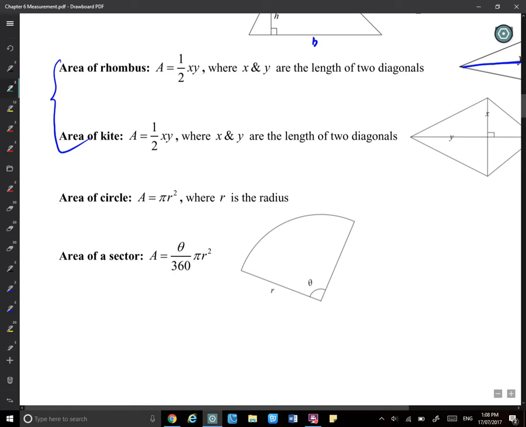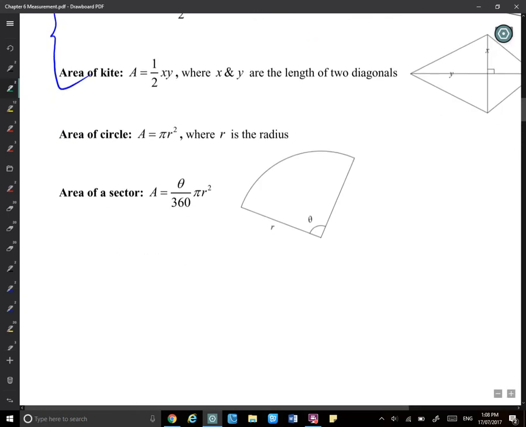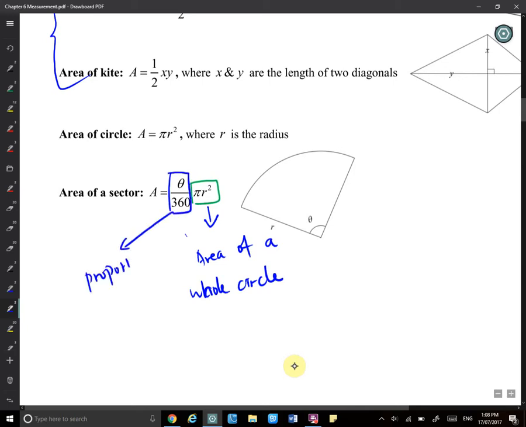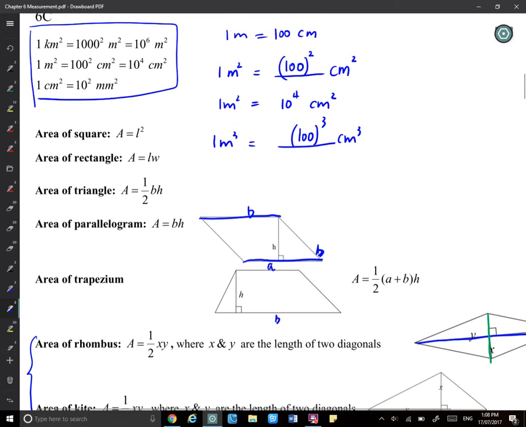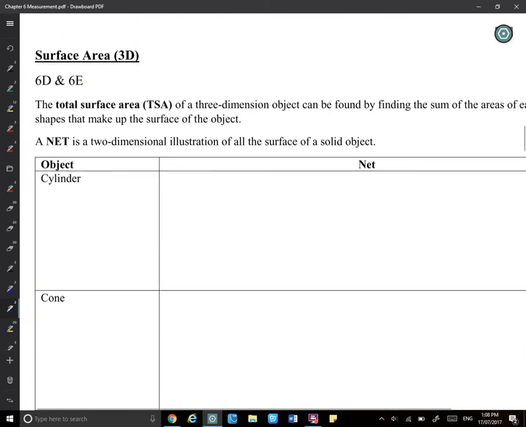Area of a circle is pi r squared, we know that. If we talk about the area of a sector, again, it's the same idea as the perimeter of a sector. Pi r squared is the area of a whole circle. Theta over 360 is the proportion of the sector. So the proportion times the whole thing will give you the sector's area. That's how we remember this formula. So this is all the area formulas. I put everything down here.